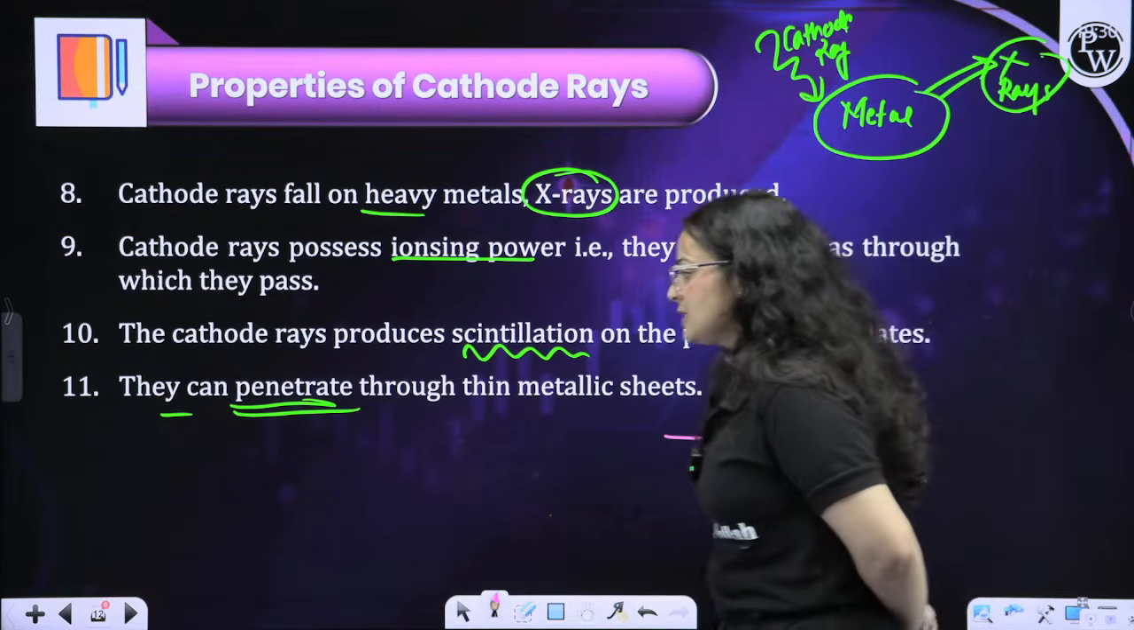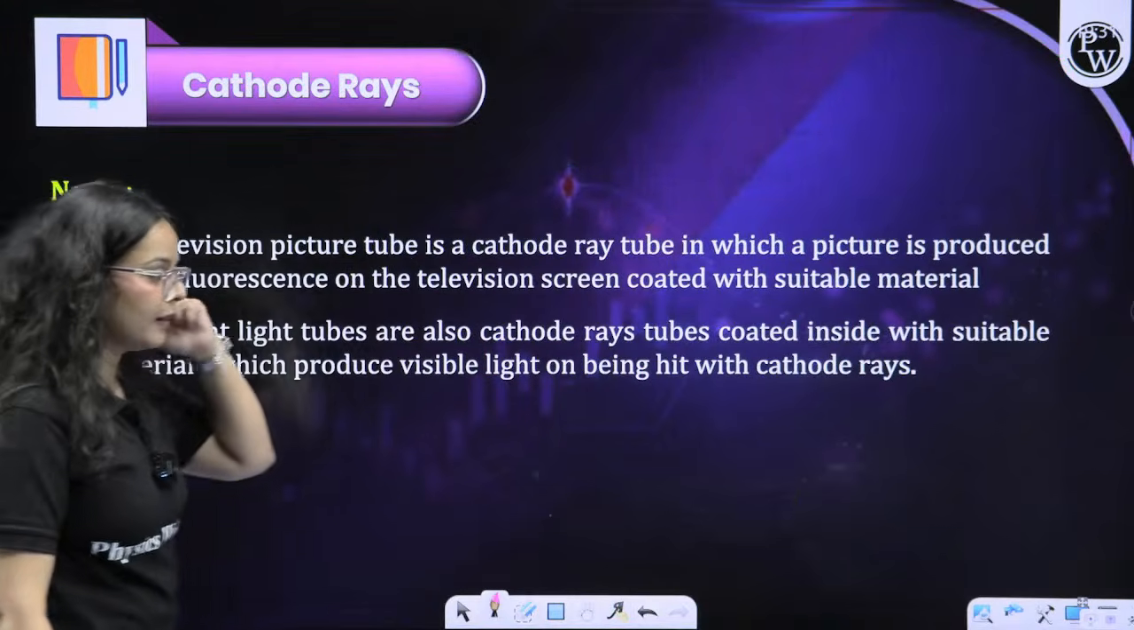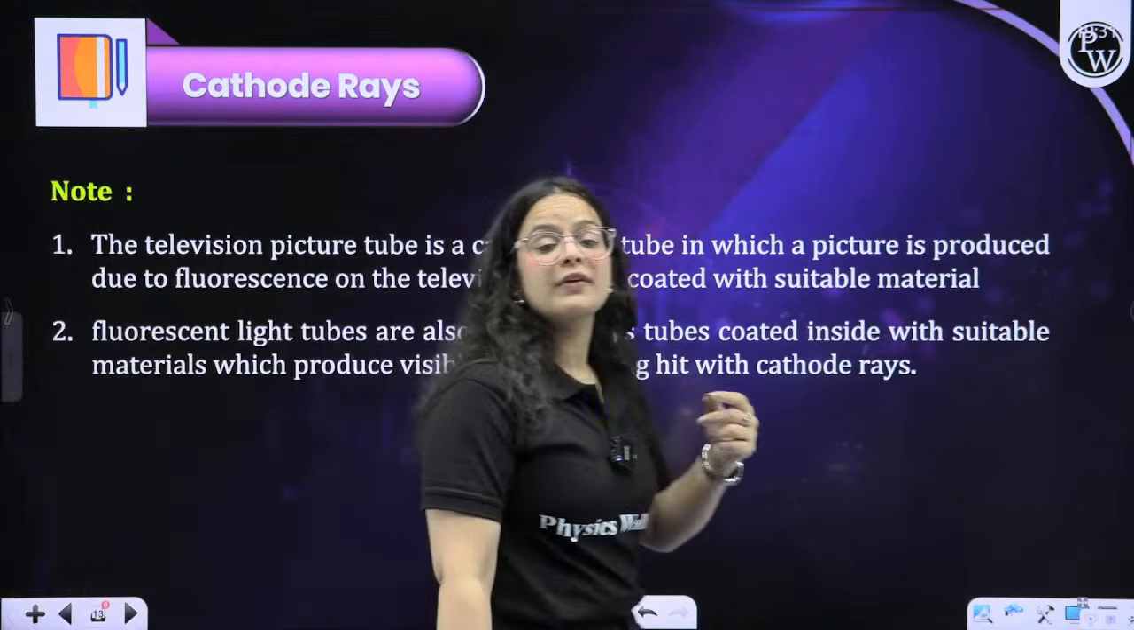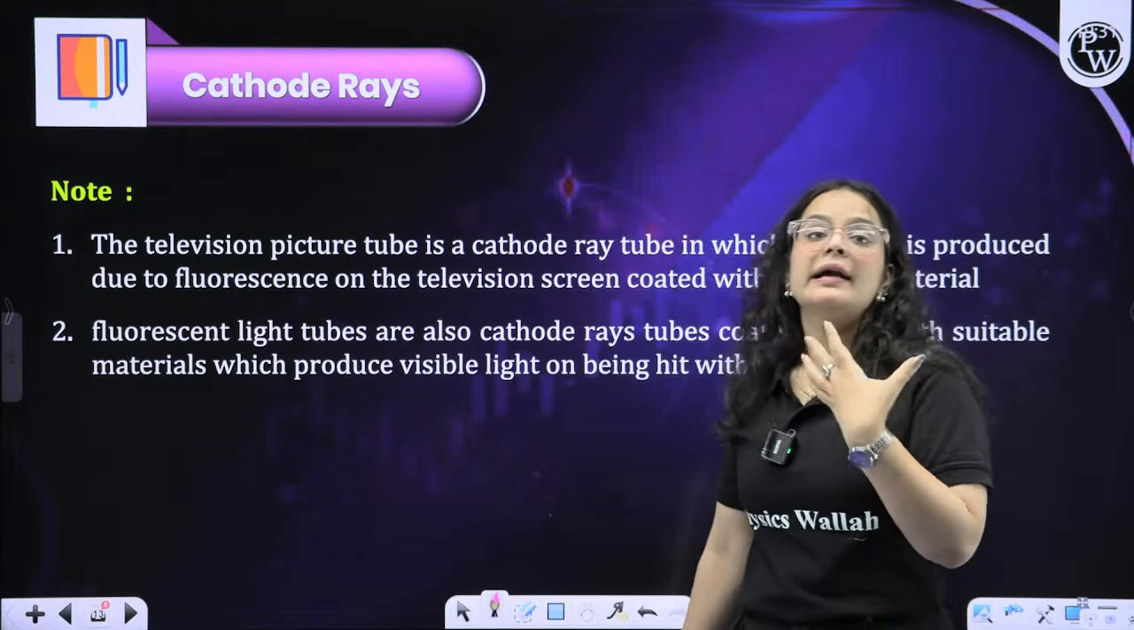All right. So these are the 11 properties of cathode rays that we have discussed so far. Now there are applications as well of cathode rays, how cathode rays apply in our daily life, right?